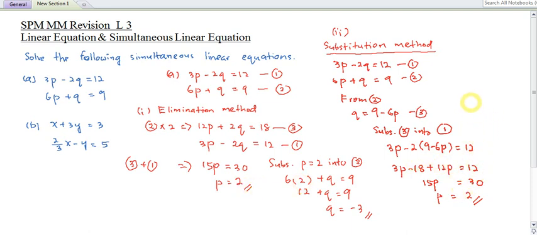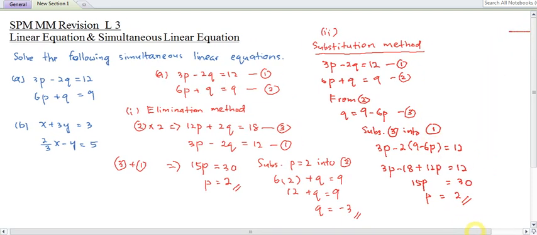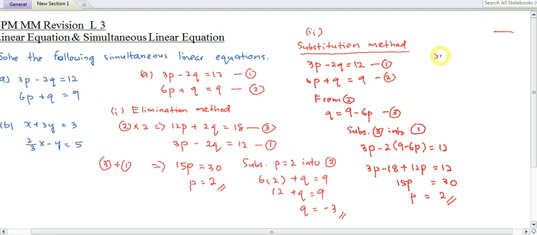Okay, so the next step I will show you here is the same as this. Sub the value of p equal to 2 into... let me give some time. Okay, so sub p equal to 2 into, I think I'll choose number 3. q is equal to 9 minus 6p. p is 2. So 9 minus 12, you get negative 3. Different method, but it will give you the same answer.